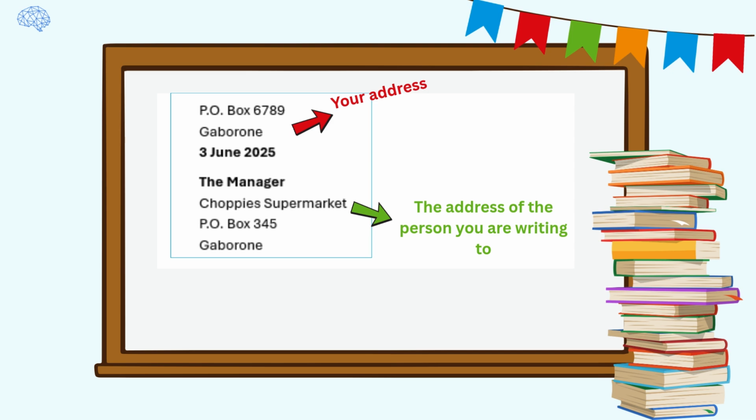The most important thing you need to know about the address is that the second address should have the title of the person you're writing to. For example, on this picture, it's written the manager, Choppies Supermarket. If you're writing to the principal of your school, you would write the principal, Khalalezang Primary School or Pakalani Primary School or whatever the name of your school is.